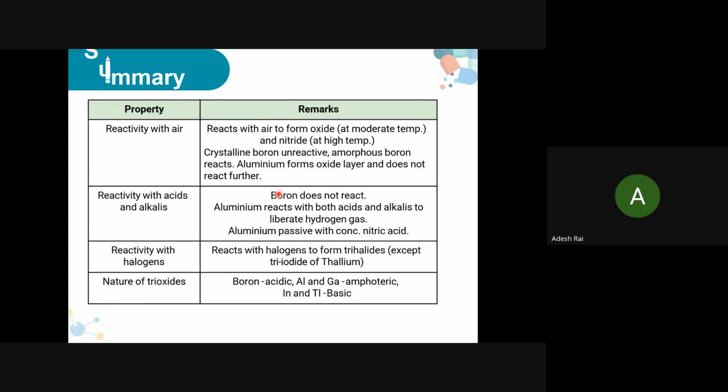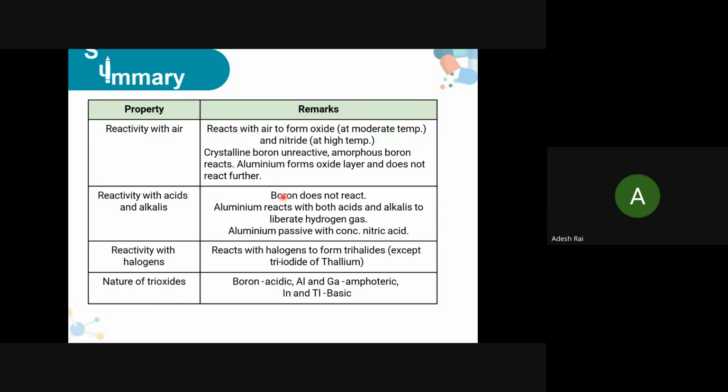And then what happened next? Aluminum forms an oxide layer and does not react further. That also we have seen. Then what about acids and alkalis? Does boron react with acids and alkalis? The answer is yes. Boron will react with which acid? Just now we discussed. Does it react with HCl? The answer is no. It only reacts with oxidizing acids like H2SO4 and HNO3.